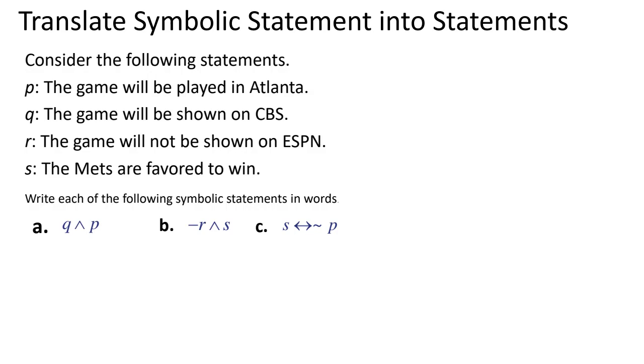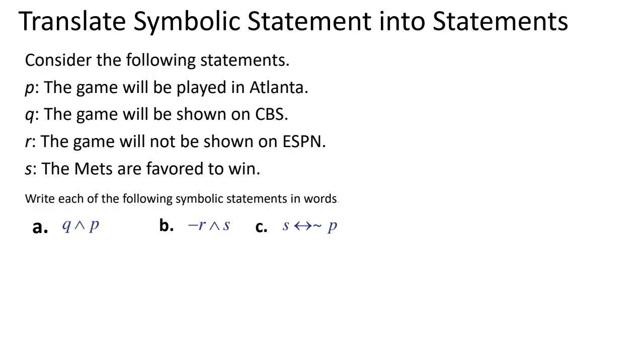So now we have in this example the same letters, but the meaning has changed. That's totally fine. Just like variables x, y in different problems, they represent different things. So whenever you're working on a question, make sure that you identify which one is P, which one is Q. For this example, P represents the game will be played in Atlanta. Q, the game will be shown on CBS. R, the game will not be shown on ESPN. And S, the Mets are favored to win.